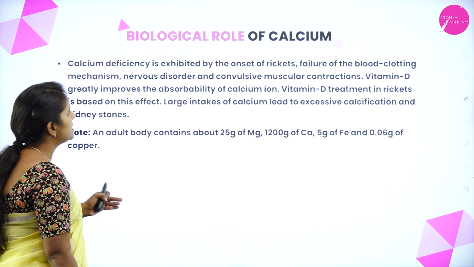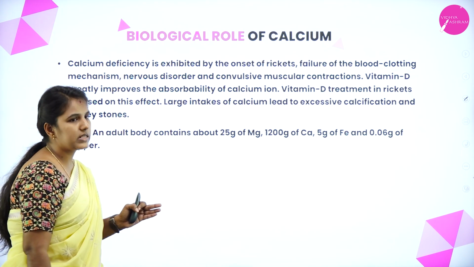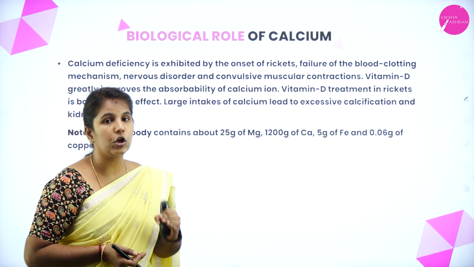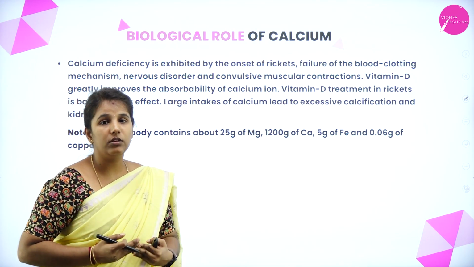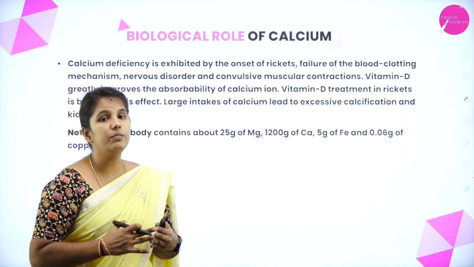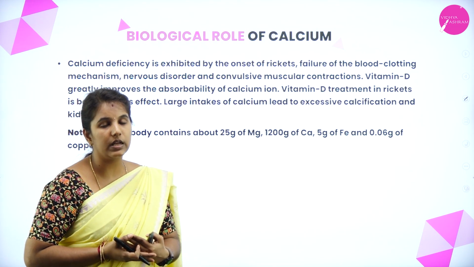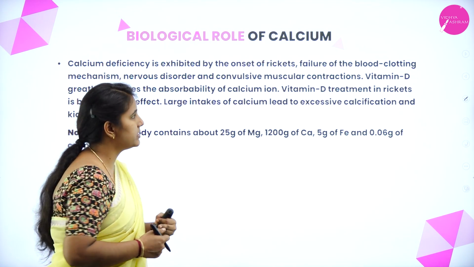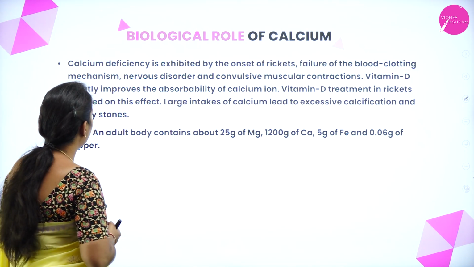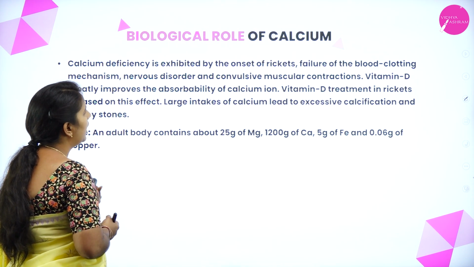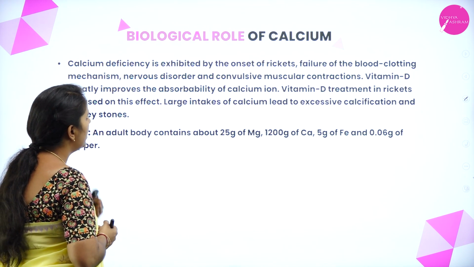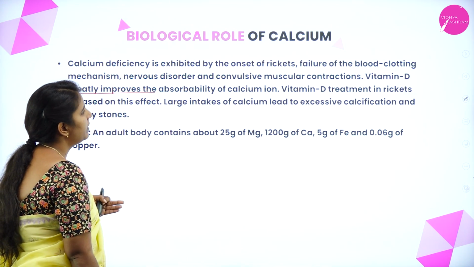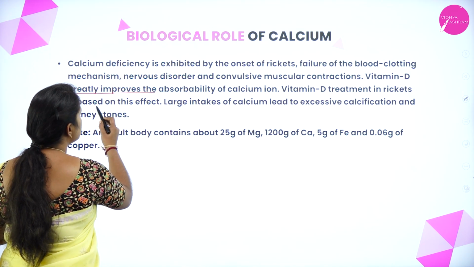Calcium deficiency is exhibited by the onset of rickets. In your lower classes you would have studied that deficiency of calcium causes rickets, especially in children. Why is it like that? If bone development is not good in a particular person, then the person looks very different, and that problem is known as rickets. Other effects are failure of the blood clotting mechanism, nervous disorders and convulsive muscle contraction. Vitamin D improves the absorbability of calcium ions. The vitamin D treatment in rickets is based on this effect.